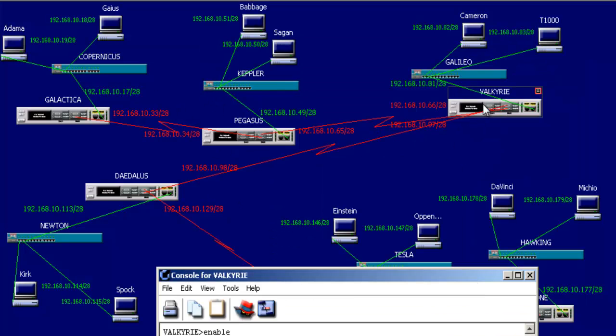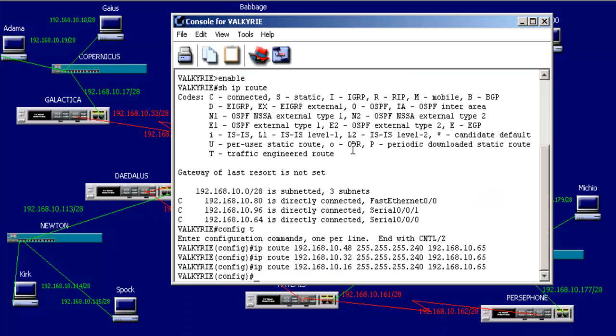Now we need to take care of our higher subnets, which is our traffic moving this way. Let's see what we have to teach it. Once again, it knows about 64, and it knows about 80, and it knows about 96. And now it knows about 48 and 32 and 16, but the higher subnets, we have to teach it how to route traffic or how to reach those.